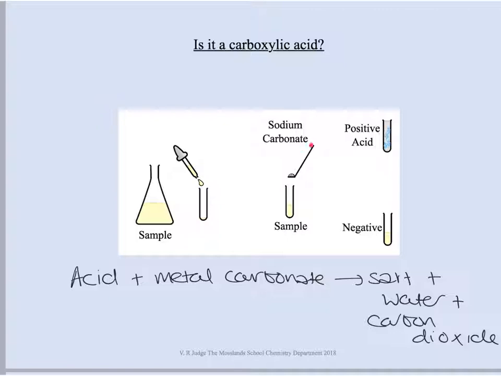However, if you know that you're using a carbonate, you should be able to predict that you're probably making carbon dioxide. Now, obviously, the metal carbonate will react with any acid, so this is assuming you know that you've got some sort of organic compound that might be a carboxylic acid. Then it's the test for a carboxylic acid rather than just any other acid.